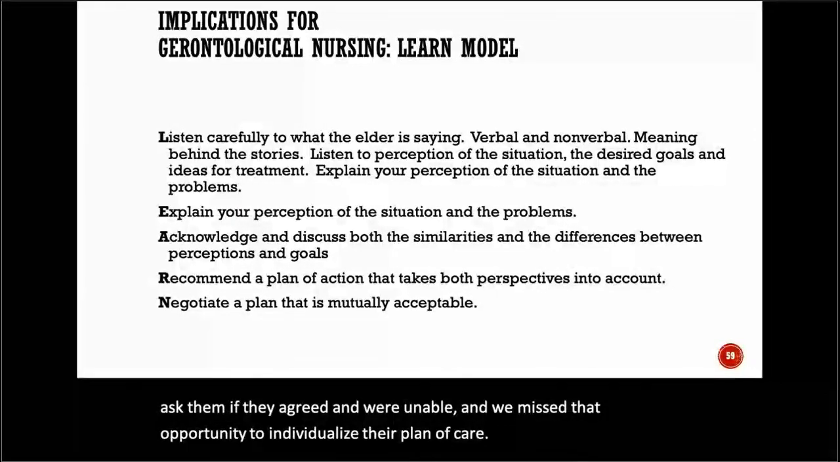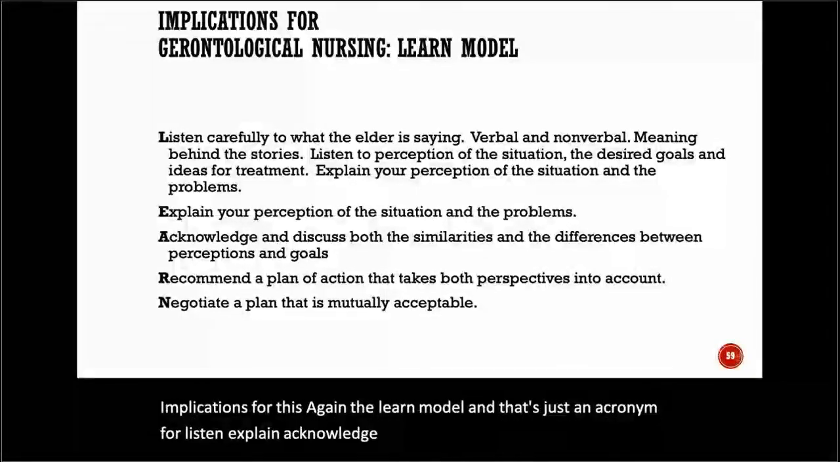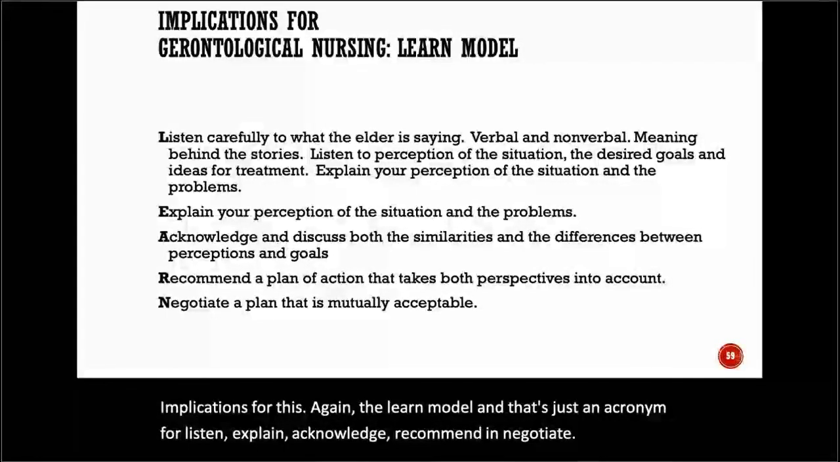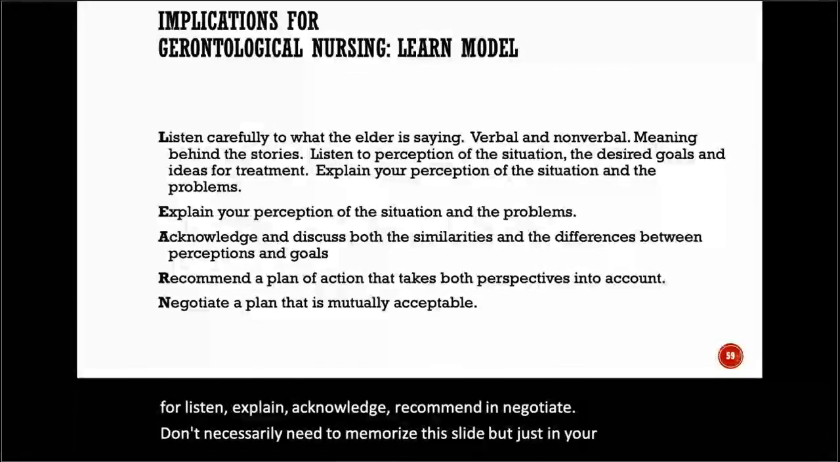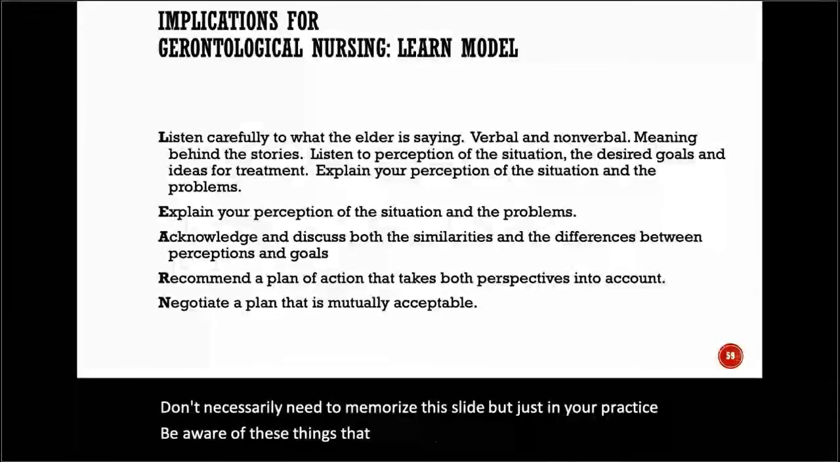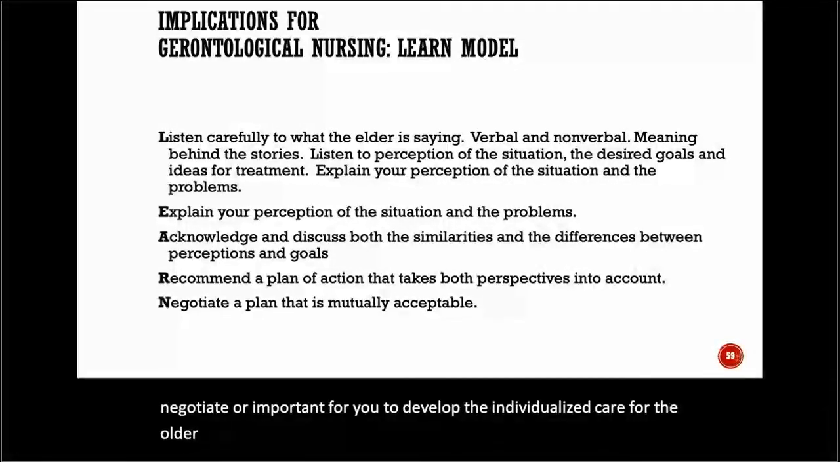So implications for this, again, the LEARN model, and that's just an acronym for listen, explain, acknowledge, recommend, and negotiate. You don't necessarily need to memorize this slide, but just in your practice be aware that these things, listen, explain, acknowledge, recommend, negotiate, are important for you to develop individualized care for the older adult and to promote their health and healing.